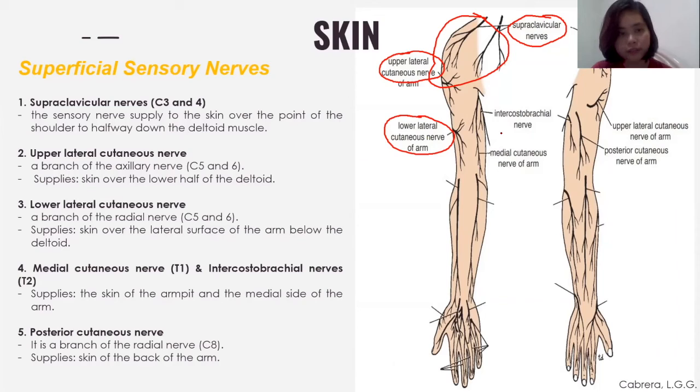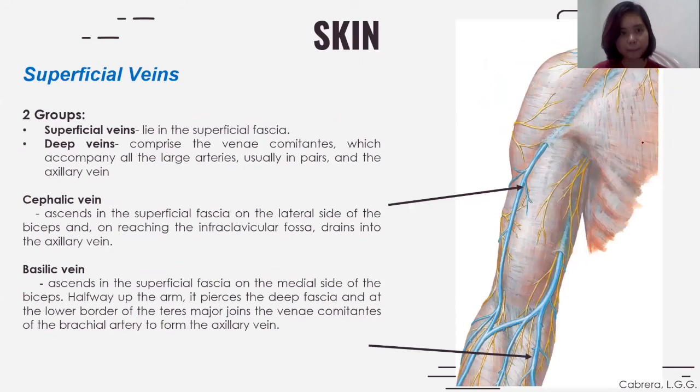For the fourth nerves, we have 2, the medial cutaneous nerve of the arm and the intercostobrachial nerve of the arm. They both supply the skin of the armpit and the medial side of the arm, because as you can see in the figure, they are both located at the medial side of the upper arm. And lastly is the posterior cutaneous nerve of the arm. It is also a branch of the radial nerve, C8, and it supplies the skin of the back of the arm. That is why it is called posterior.